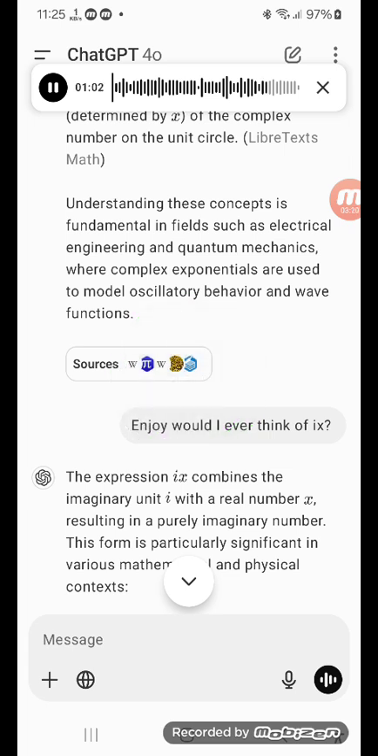Understanding these concepts is fundamental in fields such as electrical engineering and quantum mechanics, where complex exponentials are used to model oscillatory behavior and wave functions.